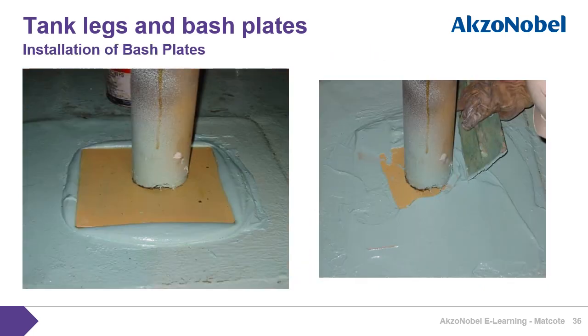Moving on to the next two photographs here, on the left you can see the bash plate has been reinstalled using Interline 921 or the caulk as the glue to hold it in place. On the right hand side you can see the tank leg has been released and Interline 921 or the caulk is being used to hold the entire bash plate in place, ready for the laminate system.